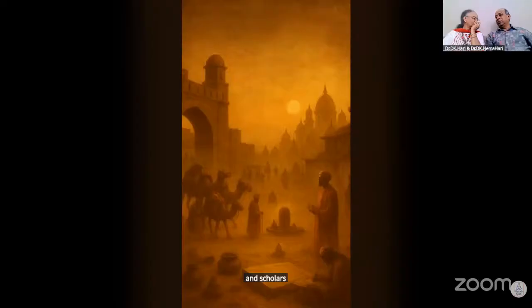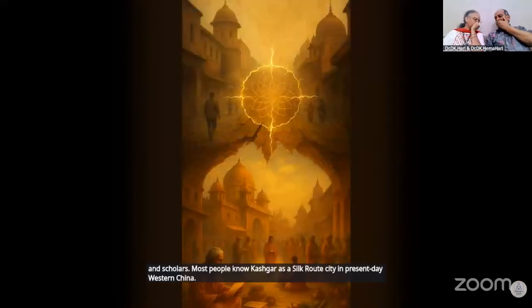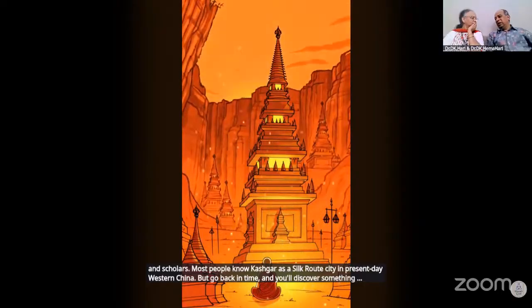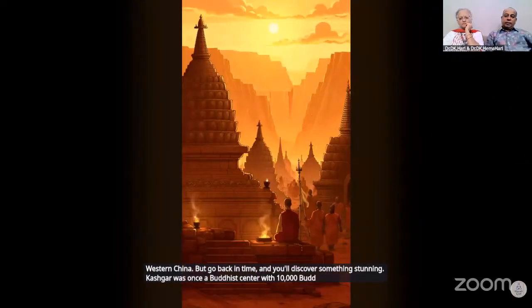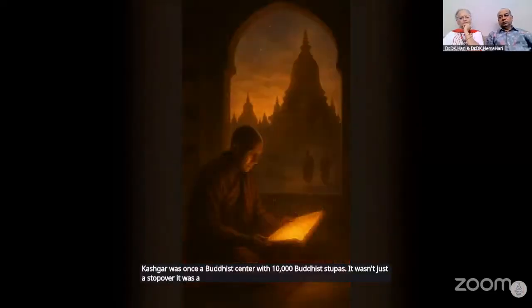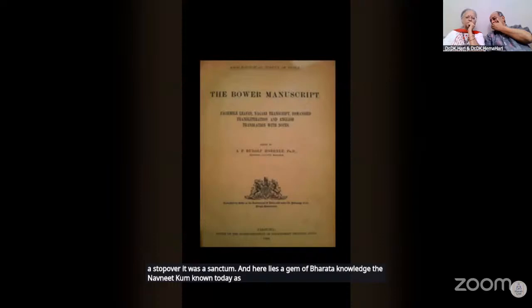Most people know Kashgar as a Silk Route city in present-day Western China. But go back in time and you'll discover something stunning. Kashgar was once a Buddhist center with 10,000 Buddhist stupas. It wasn't just a stopover, it was a sanctum. And here lies a gem of Bharata knowledge, the Navneet Kumbh, known today as the Bauer manuscript.